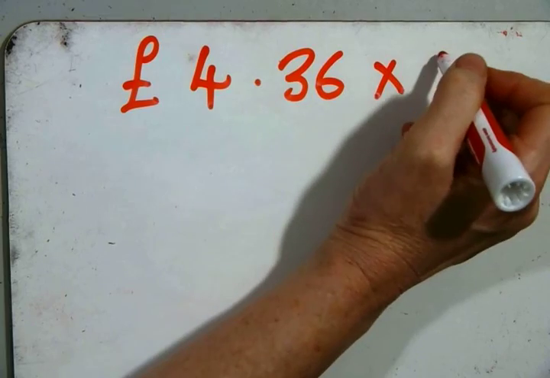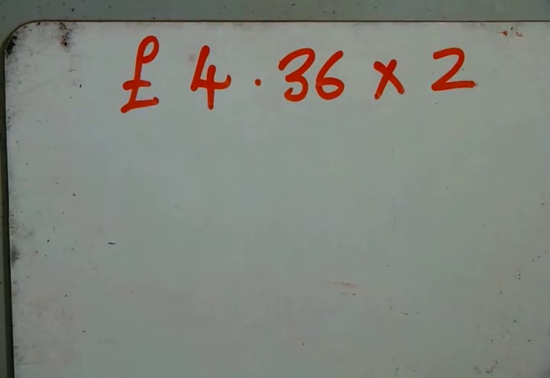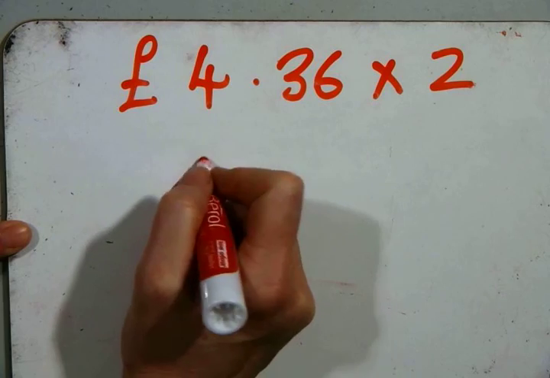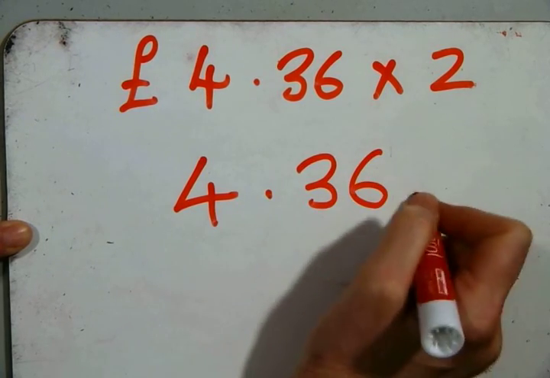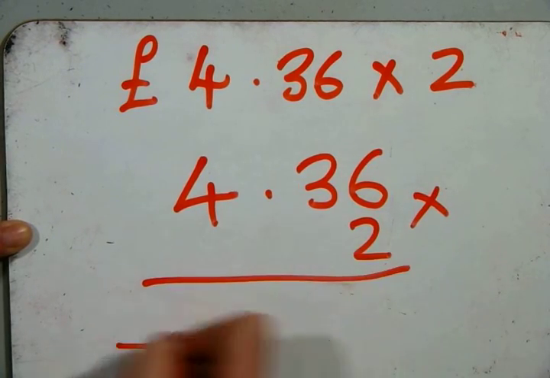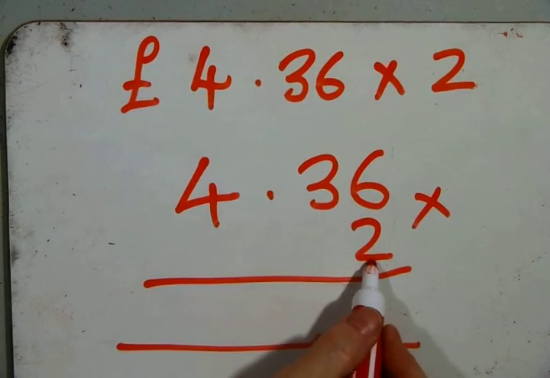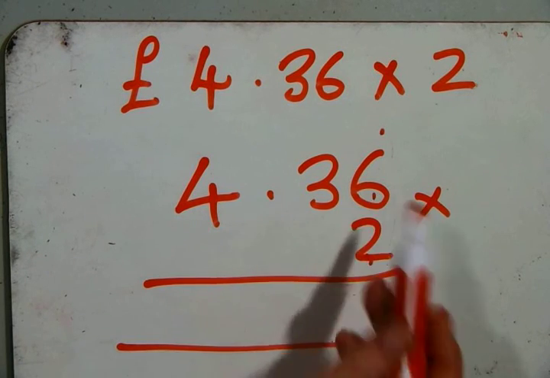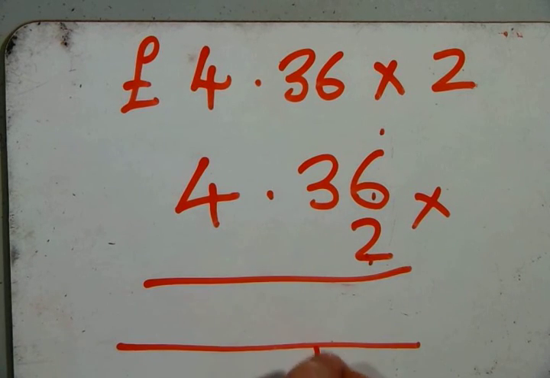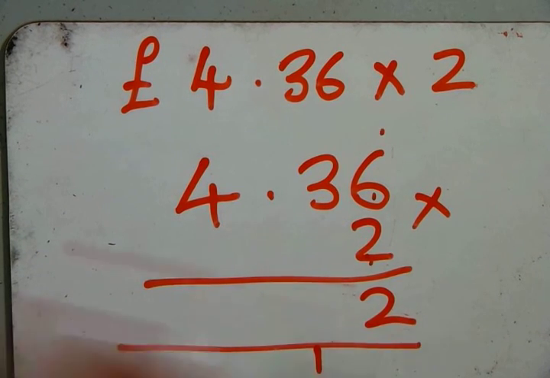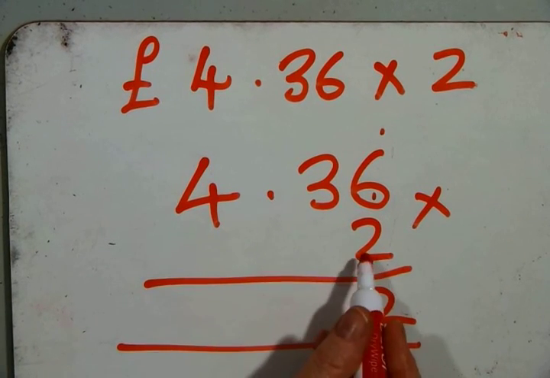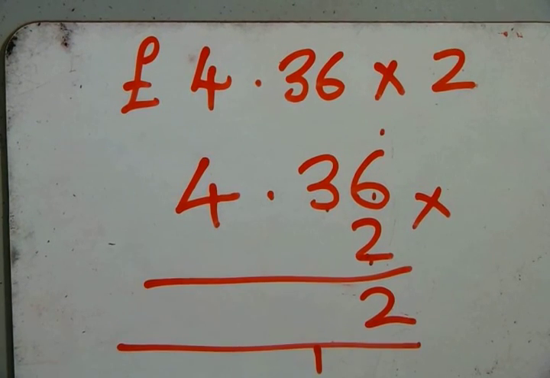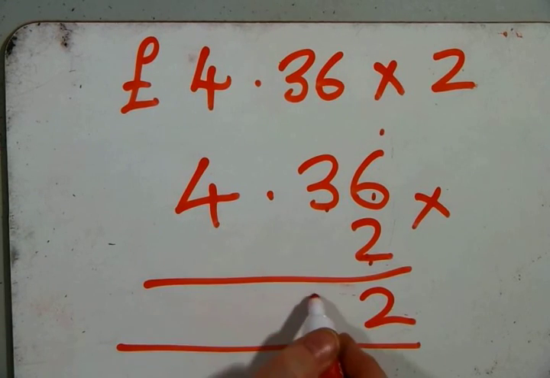£4.36 times 2. Write it out as a column multiplication. We're going to multiply everything by 2, starting at this end and working backwards. 2 times 6 is 12. 1 on the doorstep, 2 in the units. Does it still say 12 when I read it across? Yes, it does. 2 times 3 is 6, but I have 1 here that I need to add on. 6 add 1 is 7.